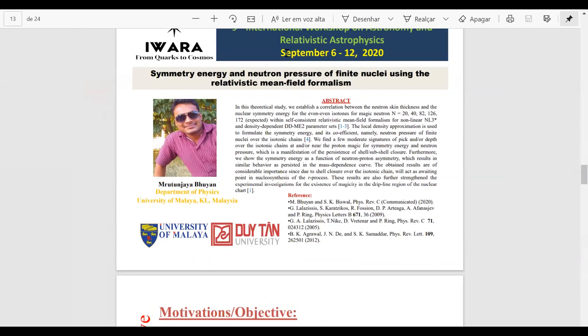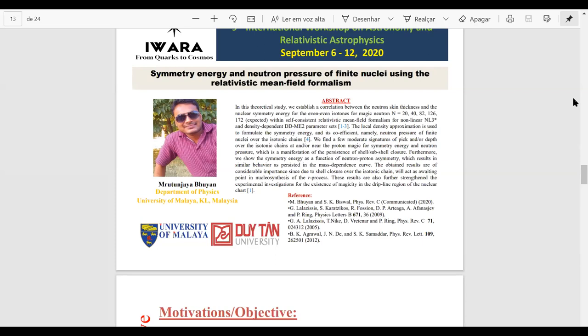Symmetry energy and neutron pressure of finite nuclei using the relativistic mean field formalism. Basically, in this work, we have studied the interlink between nuclear matter and finite nuclei. Most importantly, we study how to connect the symmetry energy of finite nuclei and infinite nuclear matter. We have used the relativistic mean field and the local density approximation along with the CDFM, the coherent density fluctuation model, for the calculations of symmetry energy, neutron pressure, and compressibility of finite nuclei.